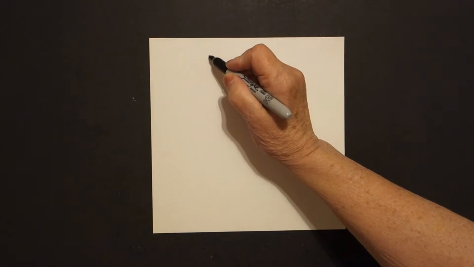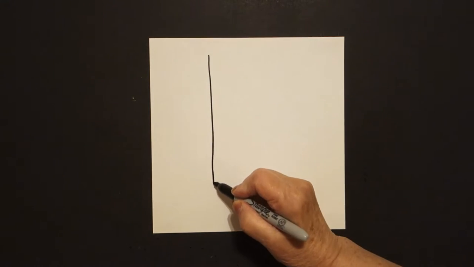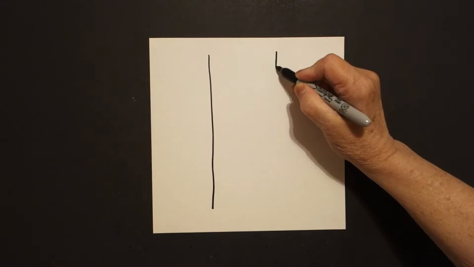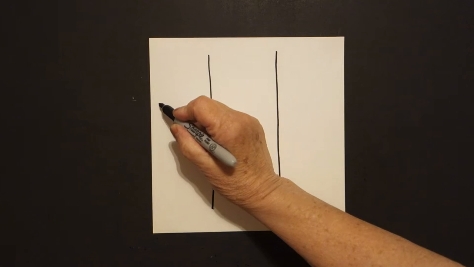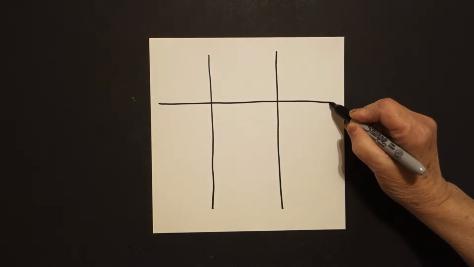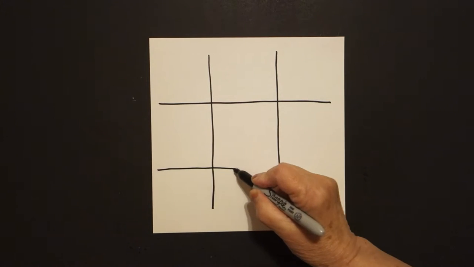Okay, let's draw. Today's project is how to draw collective nouns. The first thing we're going to do is draw our tic-tac-toe grid. So I draw two straight lines going down, and now I cross them, two straight lines going across.